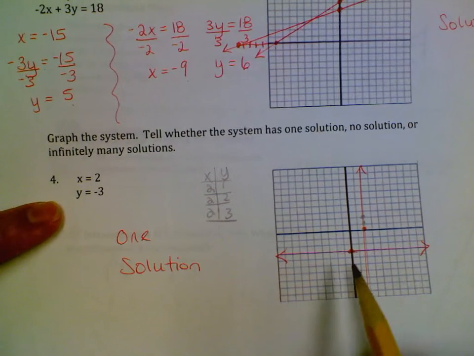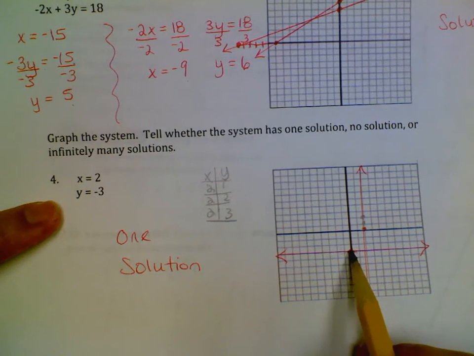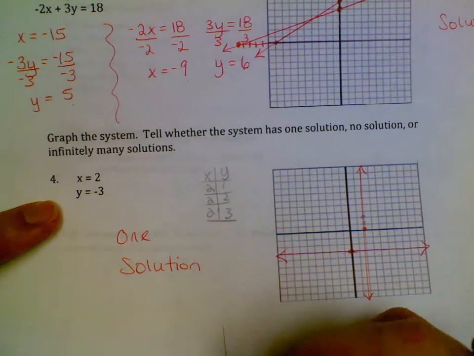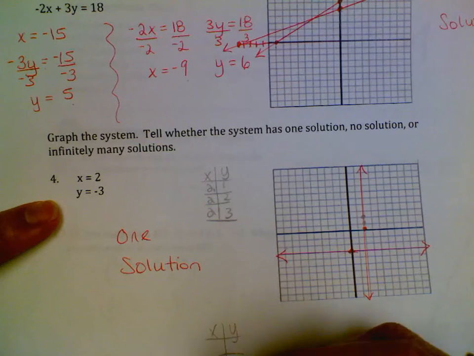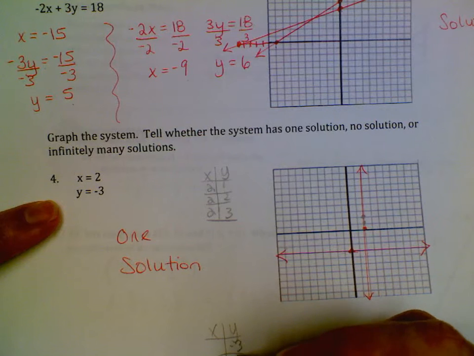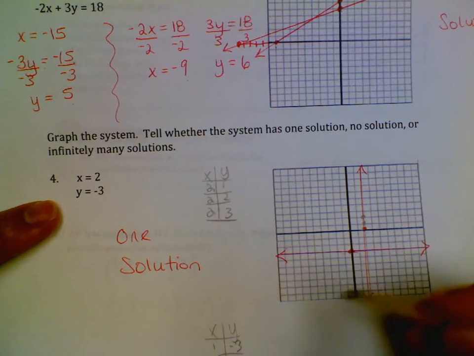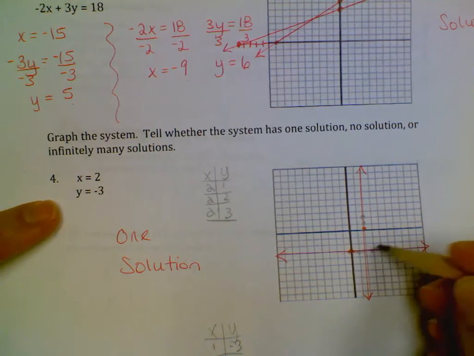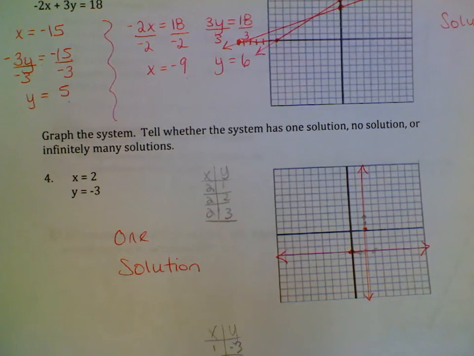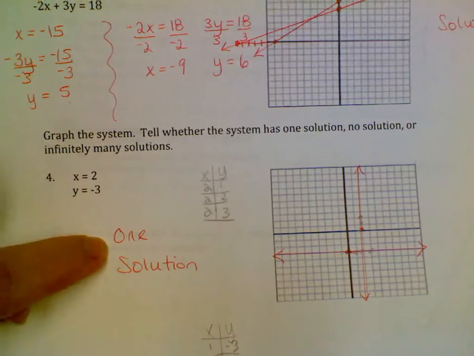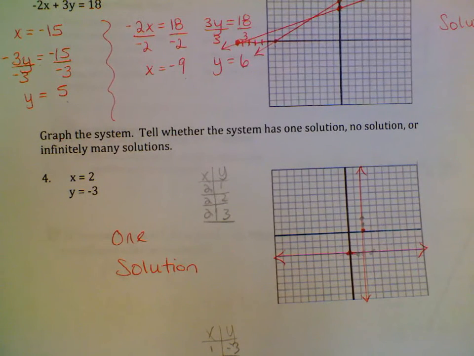The y equals -3 is going to go the other direction. I'm going to be on the y-axis at -3. So if I made a table, all of my y's would be at -3, and then I would fill in my x's. So my points would line up over here. This system intersects at one point, so that's why we would write it down as one solution.